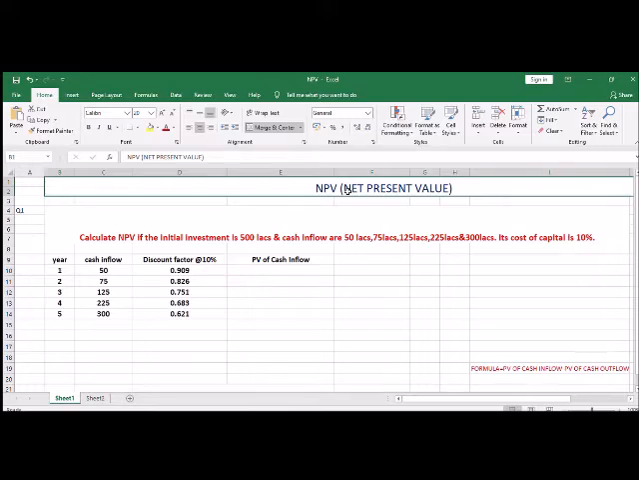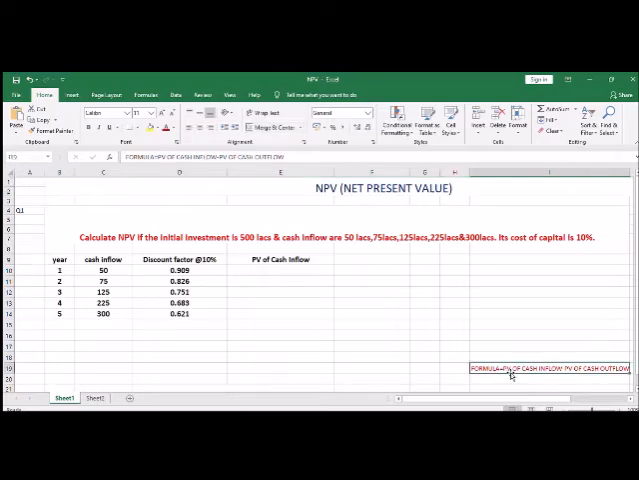So the topic for today is NPV, that is net present value. Net present value is basically the difference between the PV of the cash inflows and the outflows. So the formula to calculate NPV is PV of the cash inflows minus PV of the cash outflows.